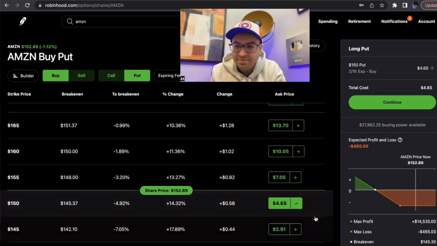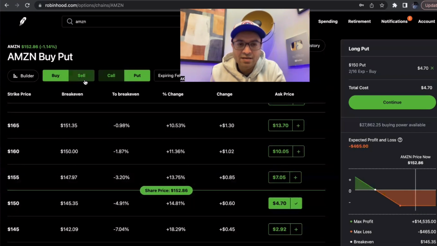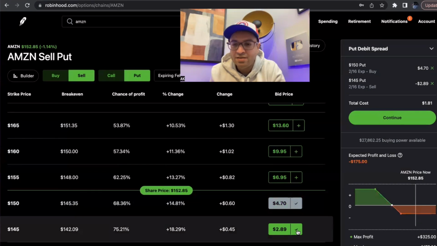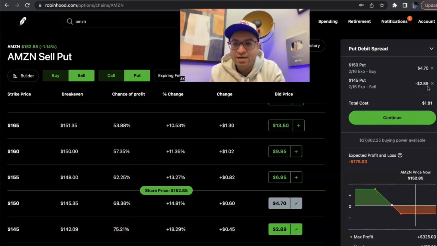So now I'm going to click sell. Again, put, sell, 145 strike price. So now I'm collecting $289. So now for that trade, my cost went down to $181. Okay. And look at that risk to reward. My max loss would be 174, right? And my max profit would be 326. That's pretty good. That's pretty good.